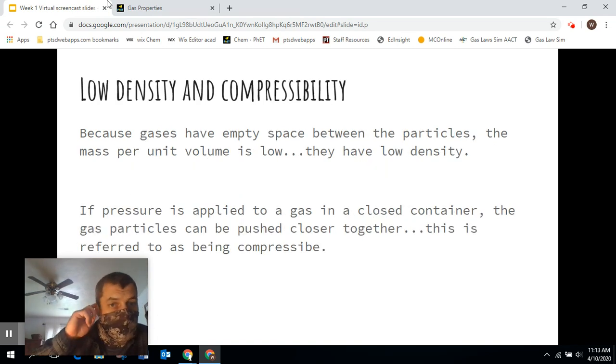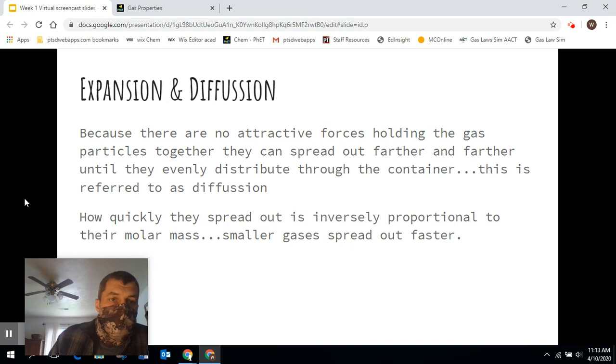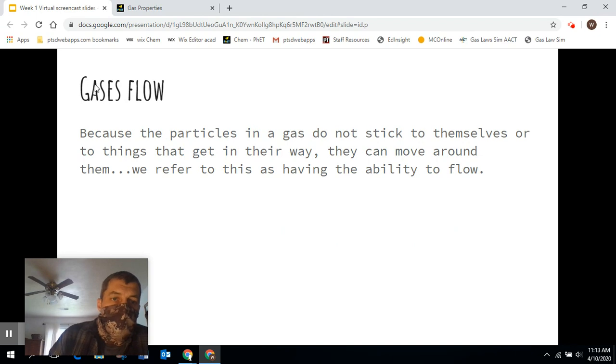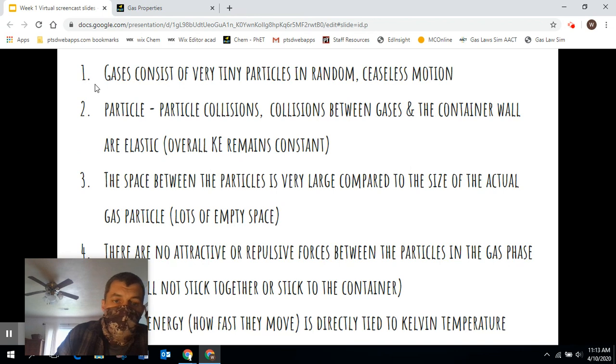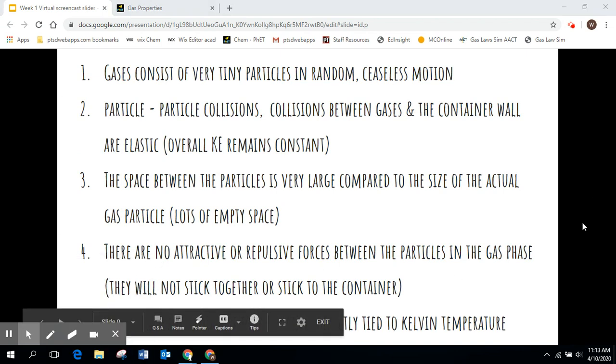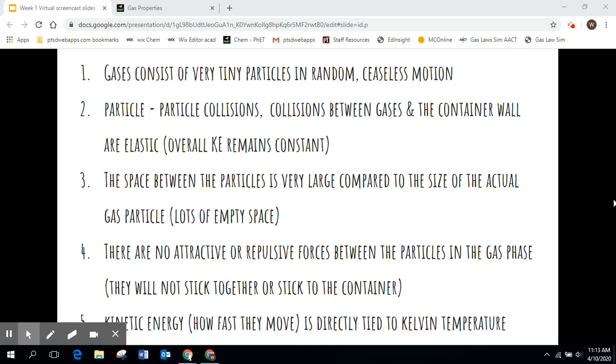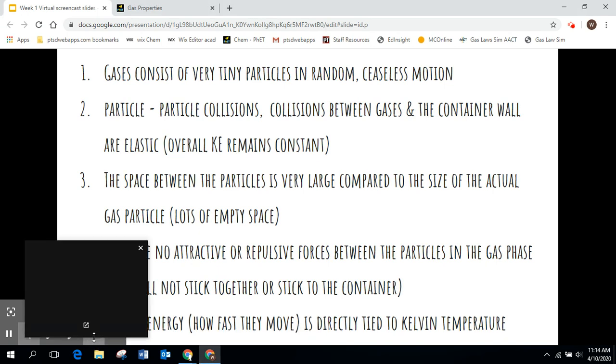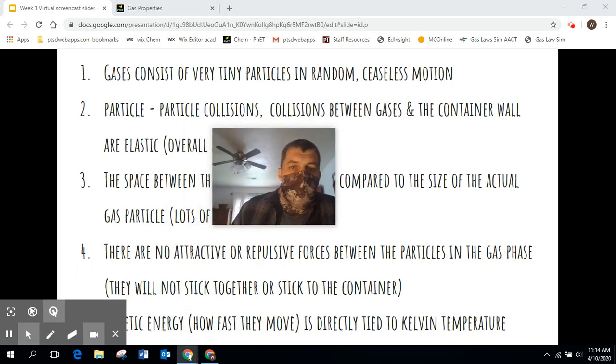We talked about because they have low density, we can push the particles closer together because of all that empty space. They expand and diffuse. They can flow because they don't stick to themselves or to the container wall. And then we talked about those 5 points of the kinetic theory. You don't have to memorize these, but you should be able to think about why gases behave the way they do. It is all because of those 5 points.